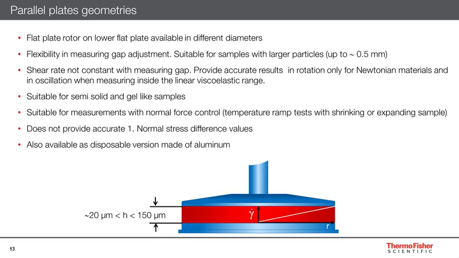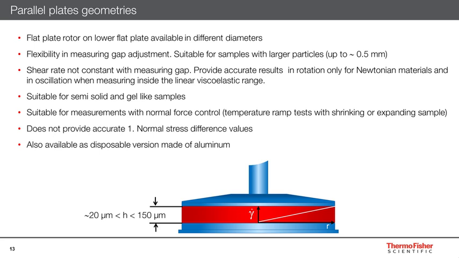Parallel plates consist of a flat plate rotor on a lower flat plate and are available in different diameters. An advantage of this system is that the measuring gap is not fixed like for cone and plates, but can be adjusted according to the sample properties.